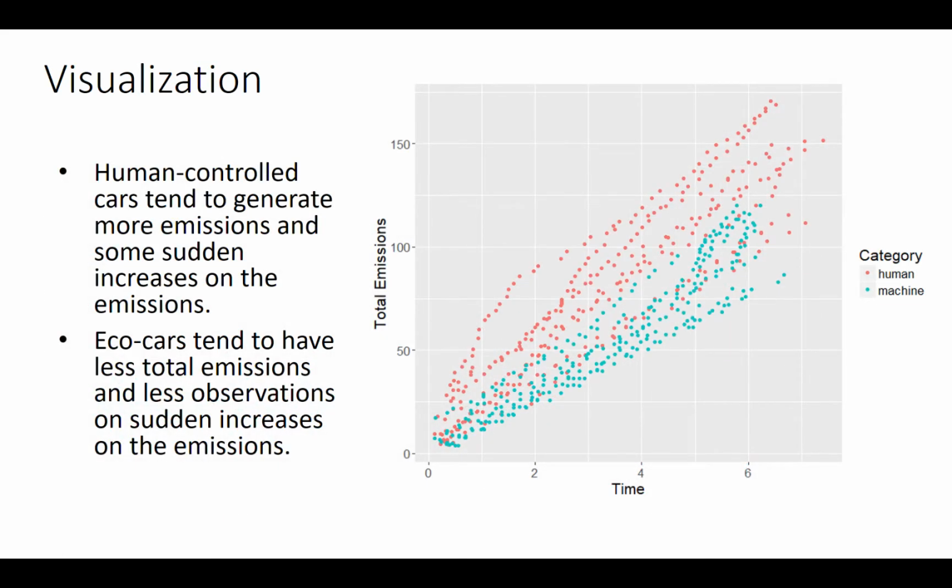The second graph is the total emission versus time. We could find that the human-controlled cars tend to generate more emissions and show some sudden increases in the emissions. On the other hand, the eco cars tend to have less total emissions and fewer observations of subtle increases in the emissions.